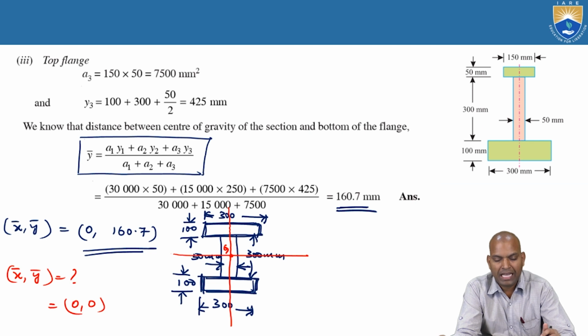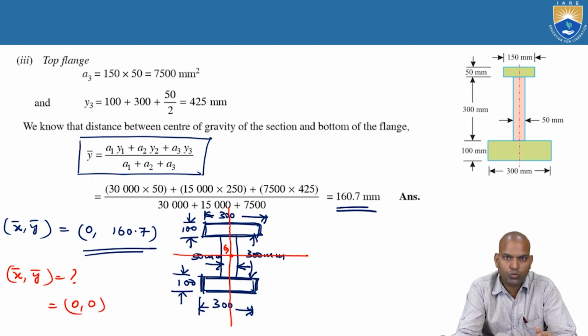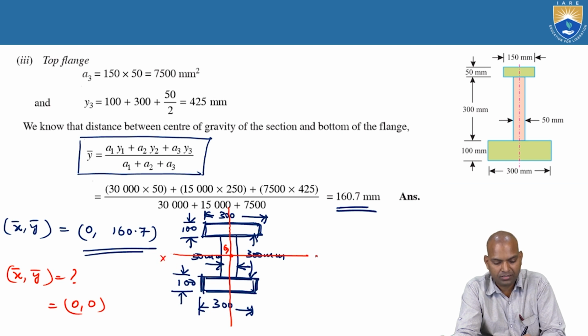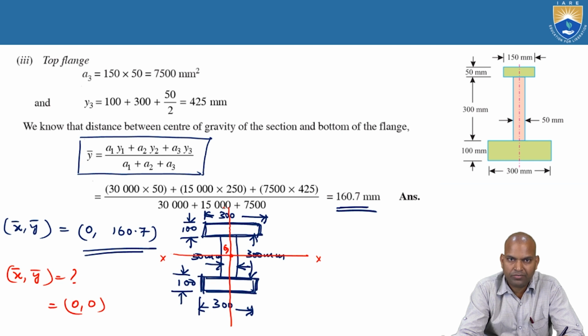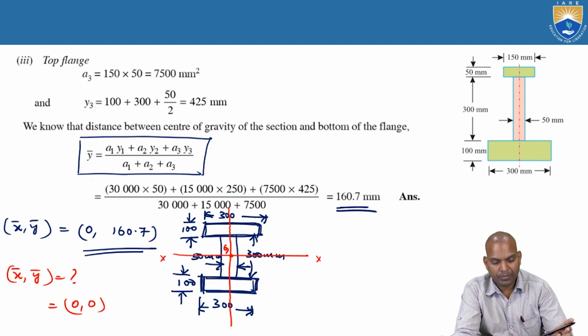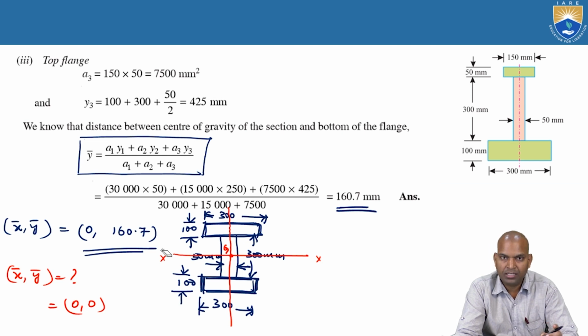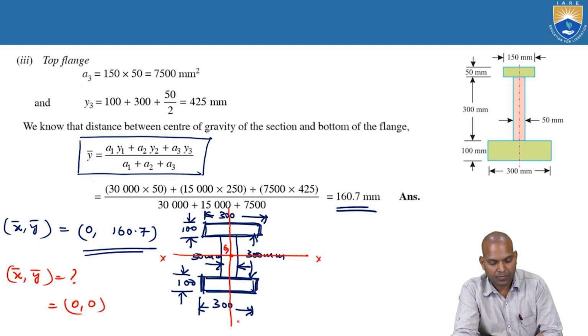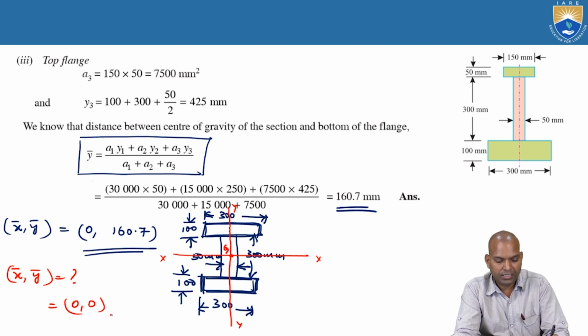Why? The reference axes are passing through the centroid of the I section. Here the reference axes are passing through that bar x and bar y. We can tell in another manner: it is symmetrical about axis y, so bar x equals 0. Now, the point is the bar x and bar y.